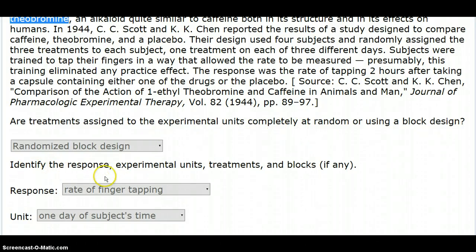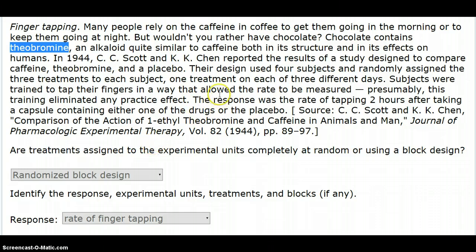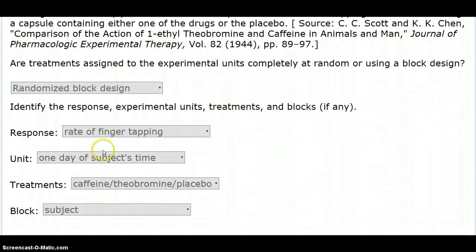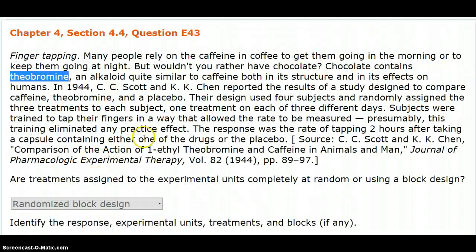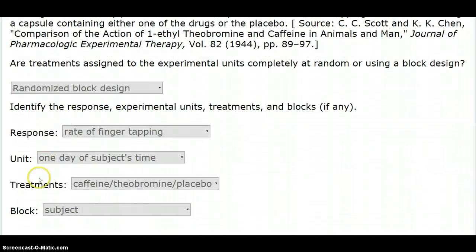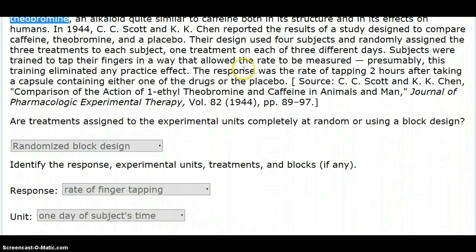The response, the thing that we're measuring, the outcome, is the finger tapping, specifically the finger tapping 2 hours after taking whatever their treatment for that day was. The unit, so instead of being each of the subjects, why isn't it these 4 subjects? Well, because we're giving these 4 subjects 3 different treatments, the unit of response is actually 1 day for 1 subject.